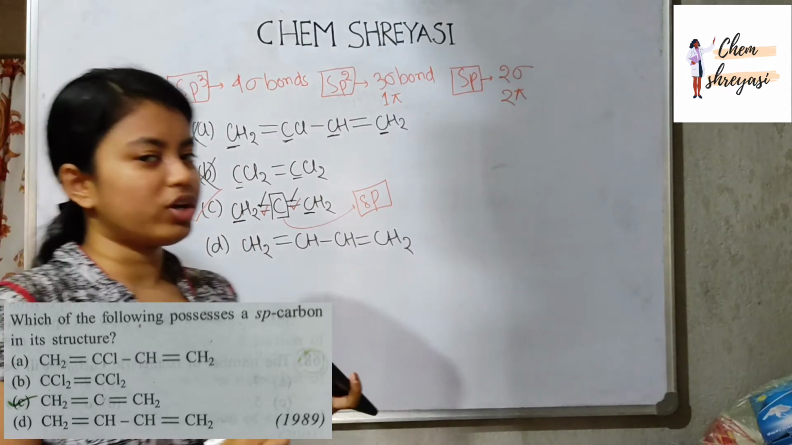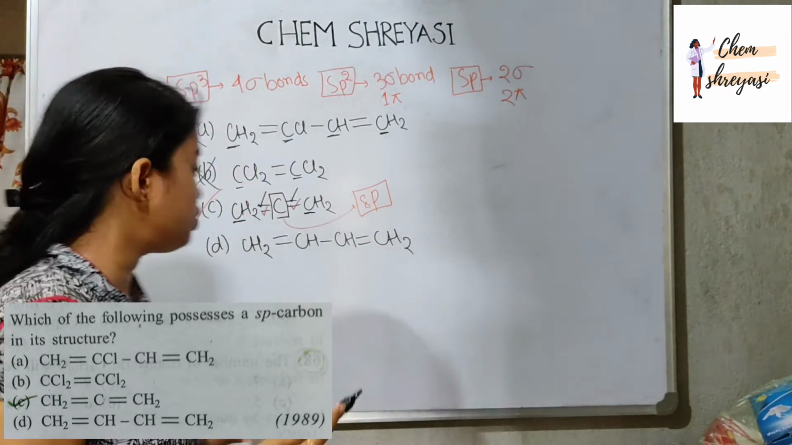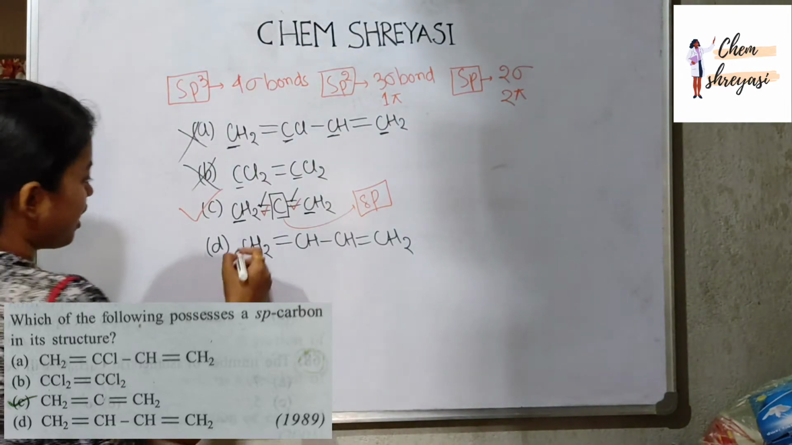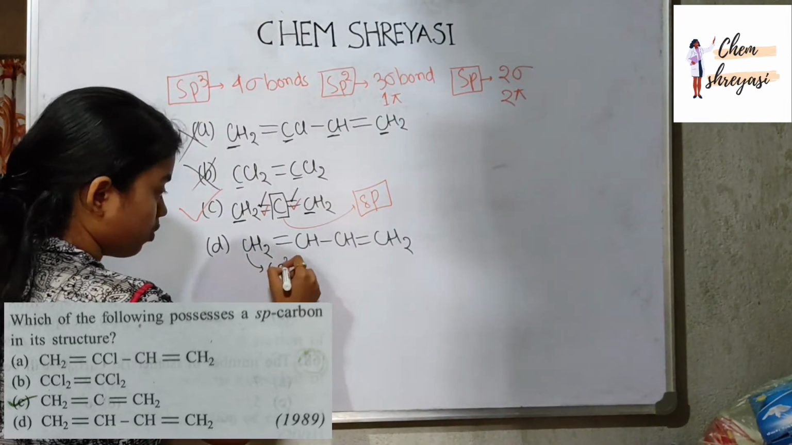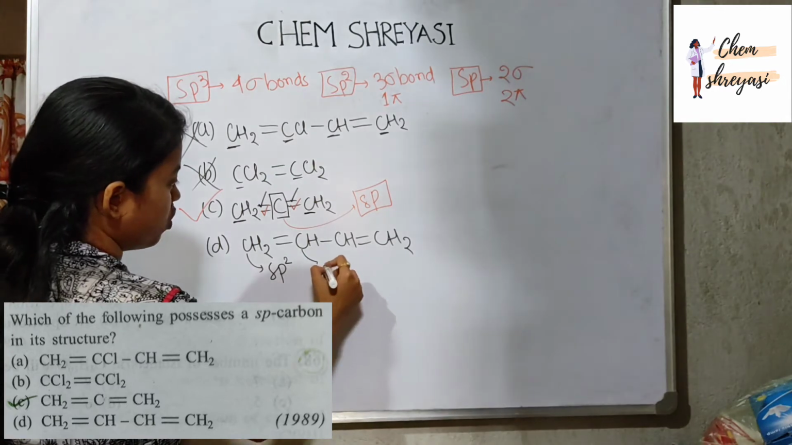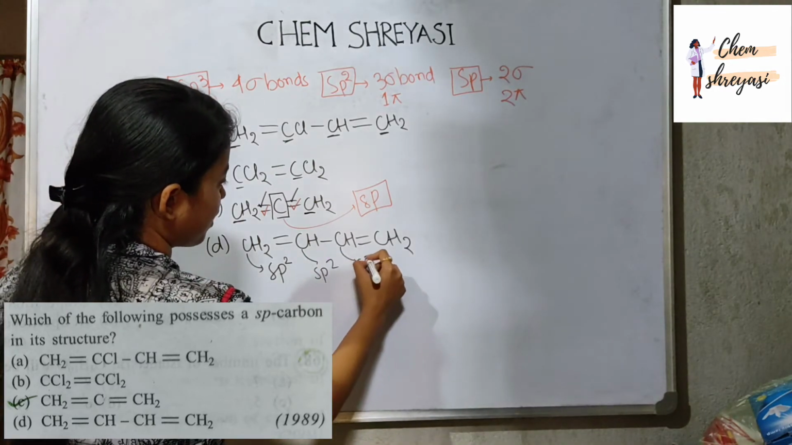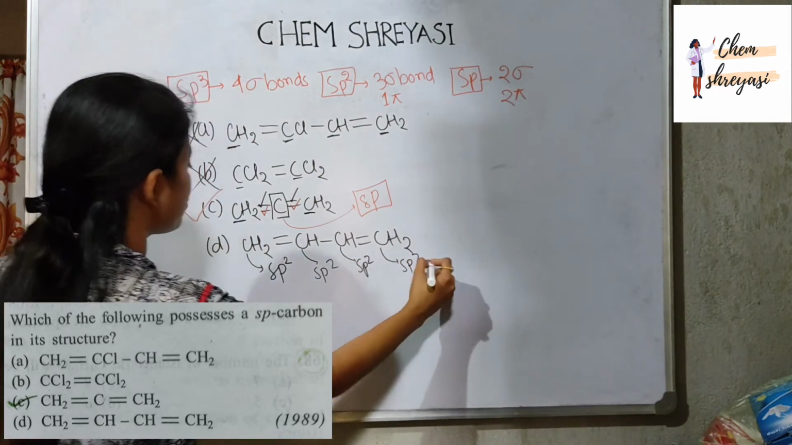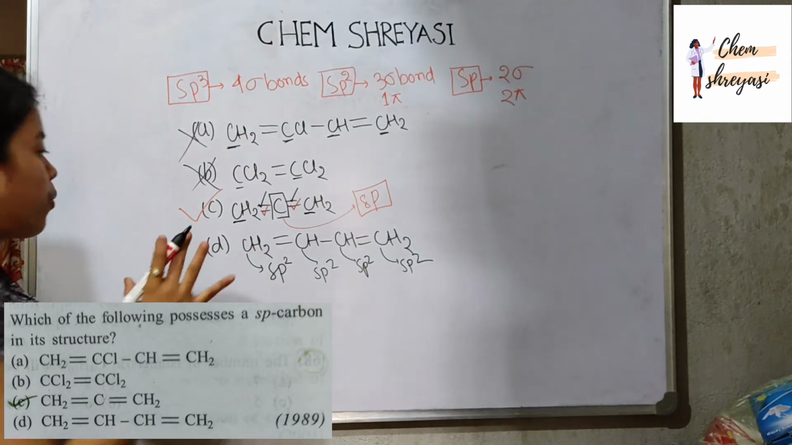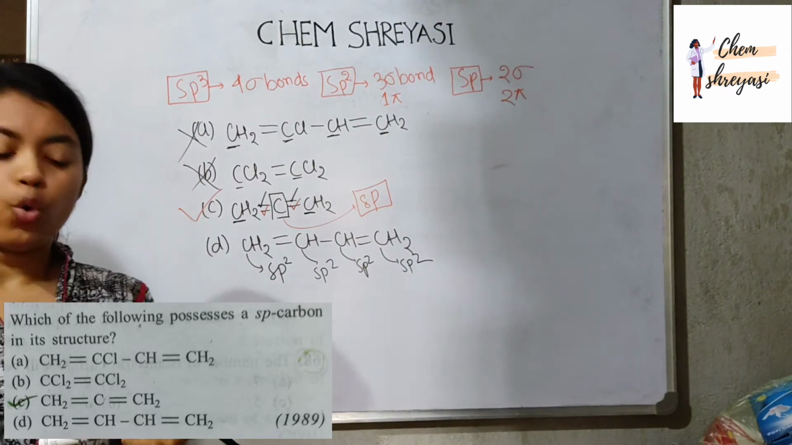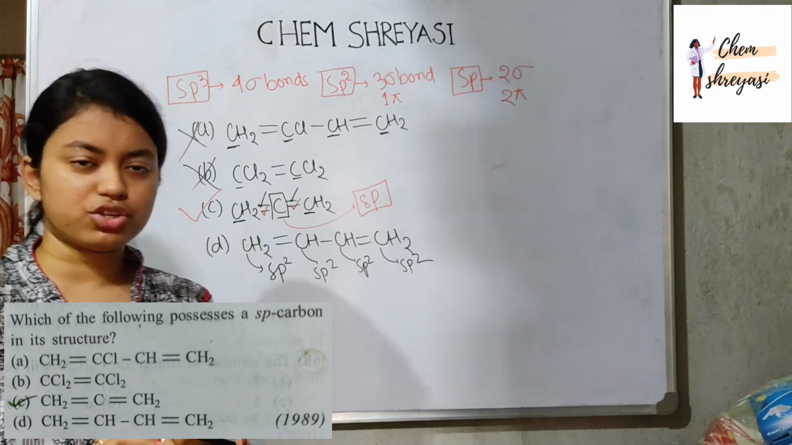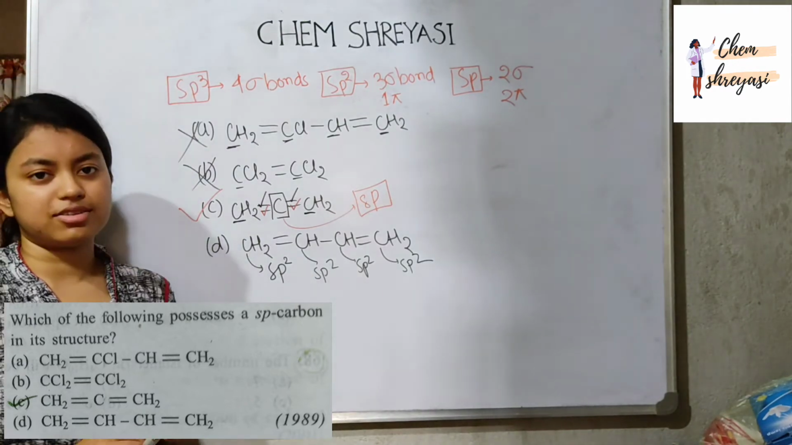Although we found the right answer, let's move to option D to find out the hybridization. In this case, this one is sp2, this one is sp2, this one is sp2, and also this one is sp2. So only in case of option C we find one carbon that has sp hybridization. So option C is the right answer.